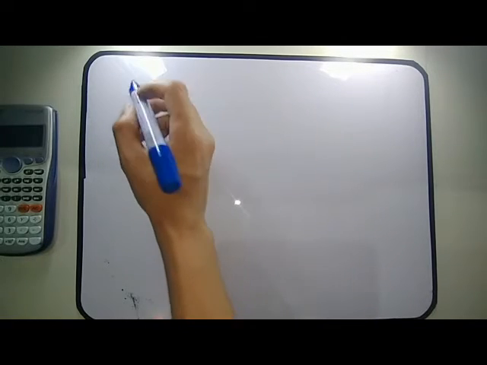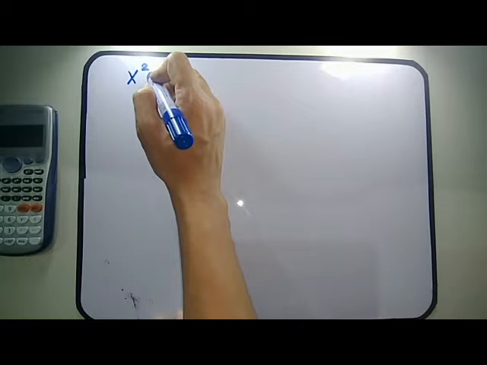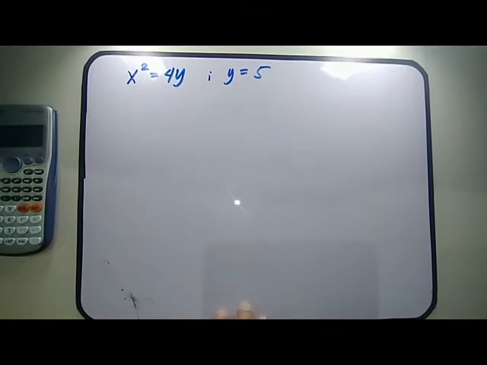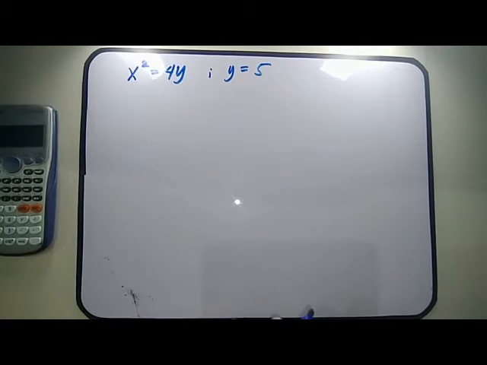In our first problem, we have the parabola x squared is equal to 4y, and we have y is equal to 5. We are required to find the area bounded by these two curves.